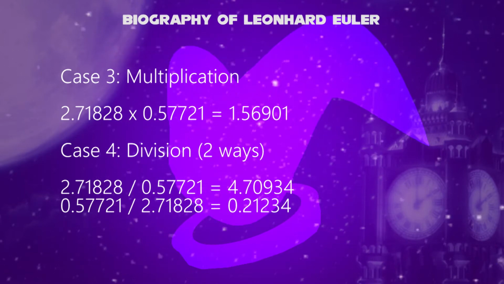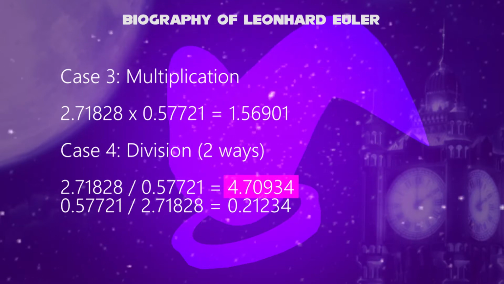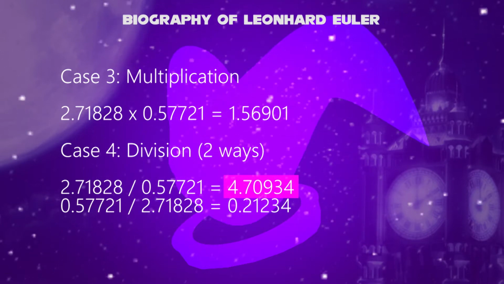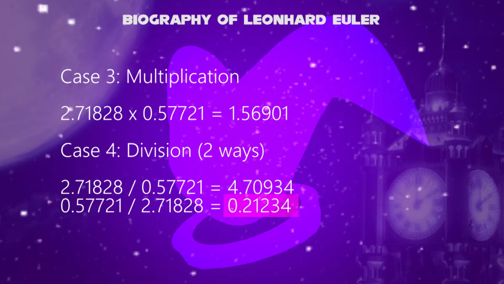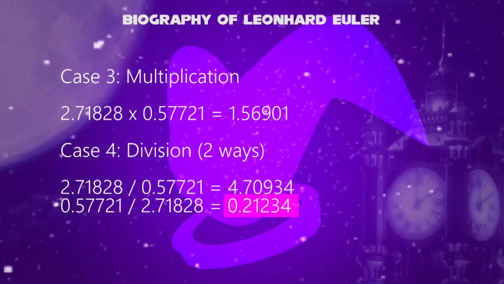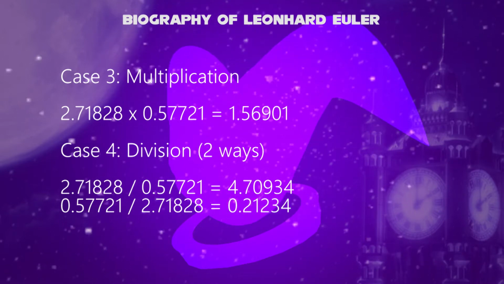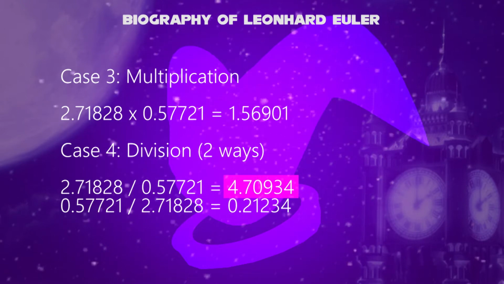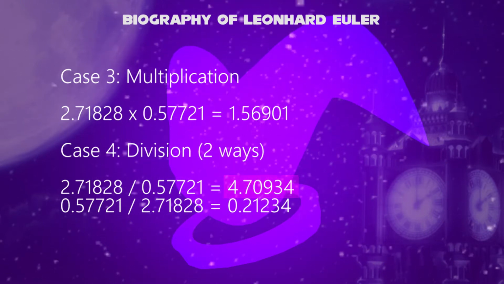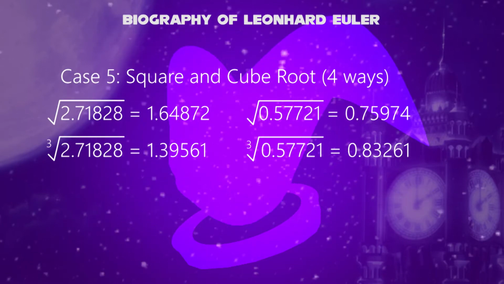Fourth case, using division, there are two ways. If you divide Euler's number by a constant, we get the value 4.70934, and vice versa that uses an inverse value obtained as 0.21234. Which one is larger? The previous one, Euler's number by a constant, is 4.70934.